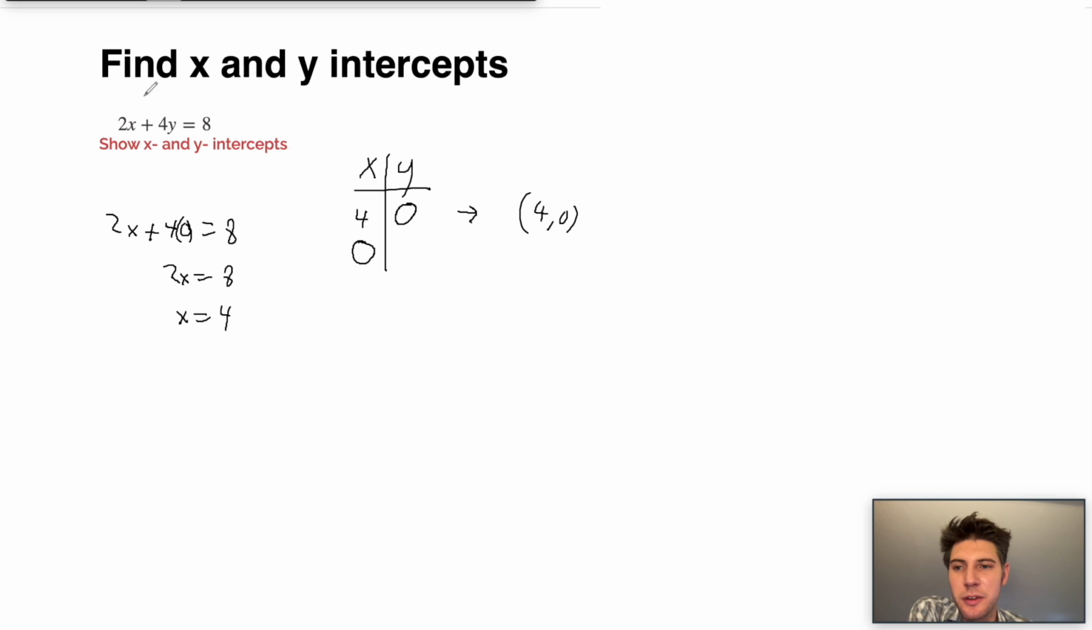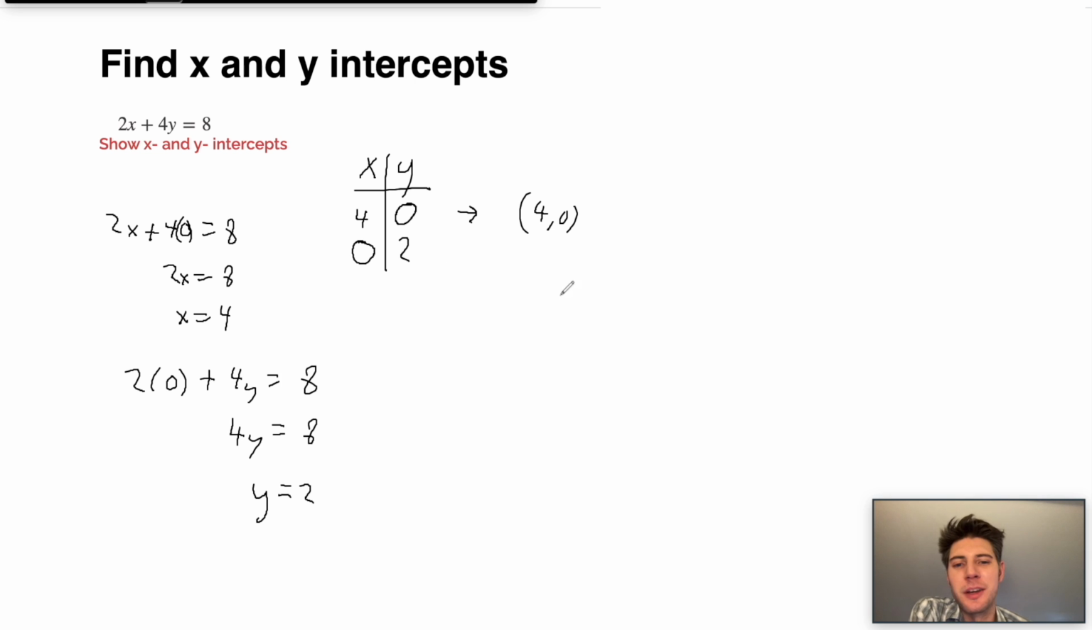Similarly, I can plug in 0 for the x and find the y-intercept. 2 times 0 plus 4y equals 8. The 2 times 0 goes away, so this is 4y equals 8. Divide both sides by 4, and I get y equals 2. So my y-intercept is 2, or the point 0, 2. And if we click Show X and Y Intercepts, 4, 0, and 0, 2.